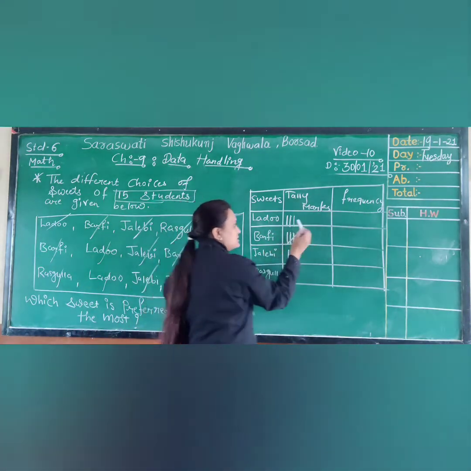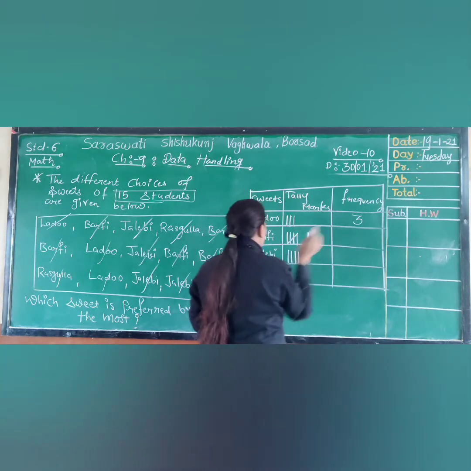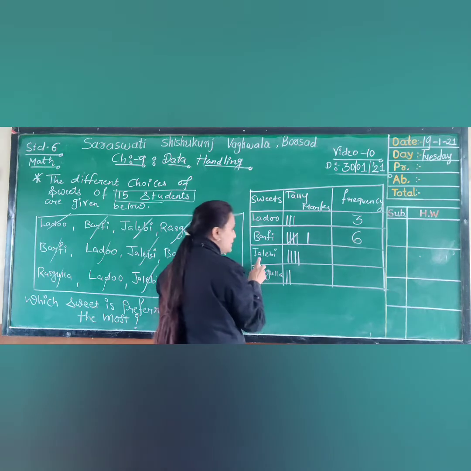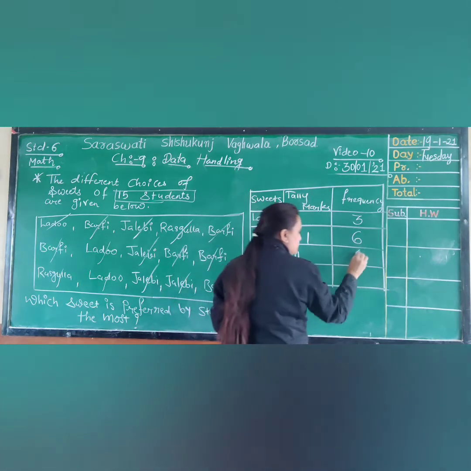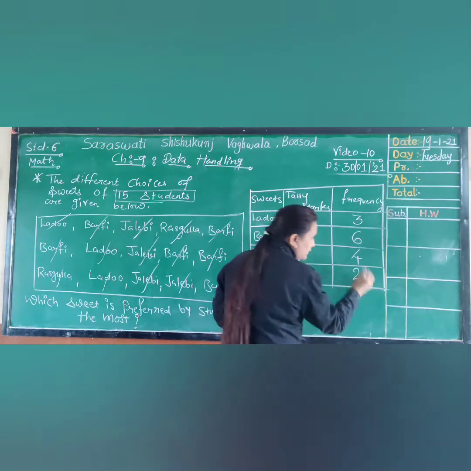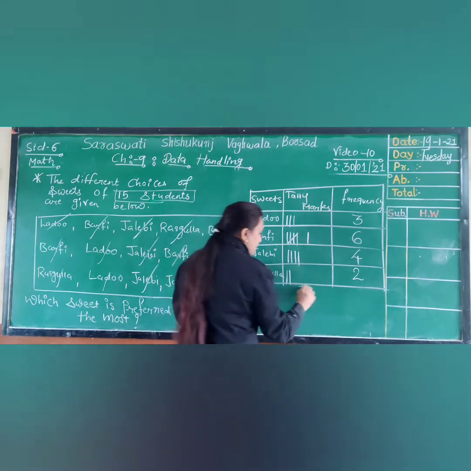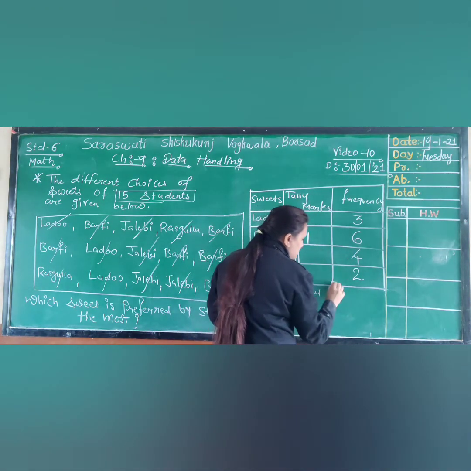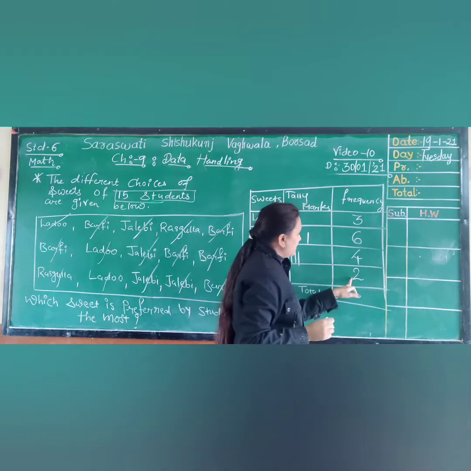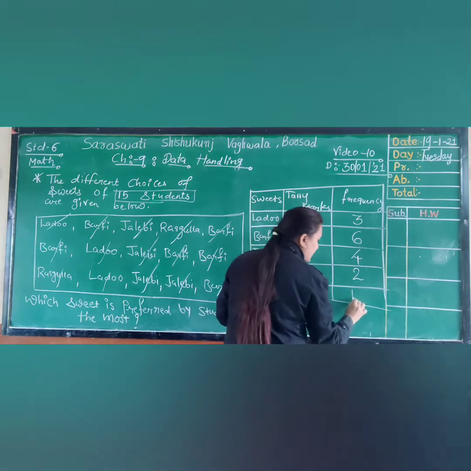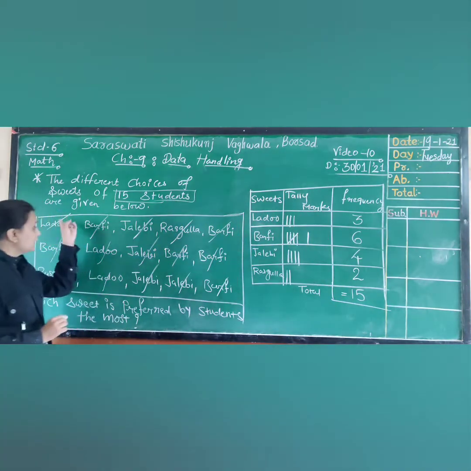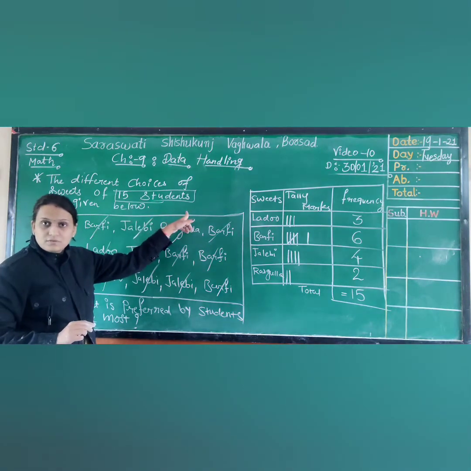So laddu occurs 3 times, so the frequency is 3. Then barfi occurs 5 plus 1, so it is 6. Jalebi occurs 4 times, so it is 4. And rasgulla occurs 2 times, so it is 2. Now let us find the total of the frequency. So 6 plus 3, 9. 9 plus 2, 11, plus 4, 15. So the answer is correct because the total frequency is 15 and the students given are also 15.